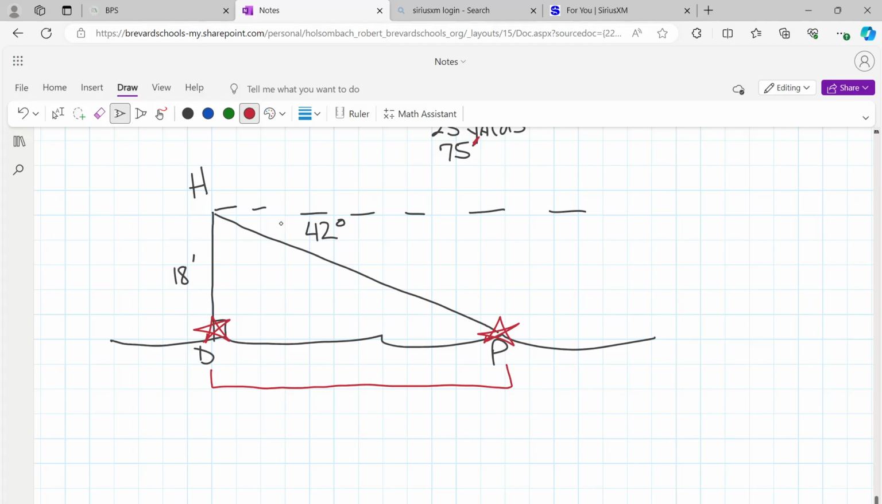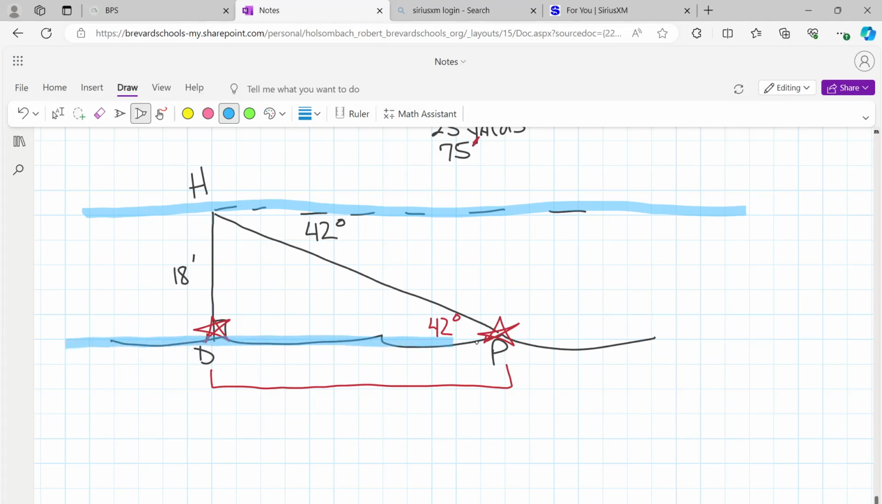Angle of depression. If this angle of depression right here is 42 degrees, then this corresponding angle of elevation is 42 degrees. Meaning, across the top of this horizontal, we got this blue line that was a horizontal. We got this blue line that's representing the water level, the water itself. Those two are both horizontal lines, so they're parallel to each other.